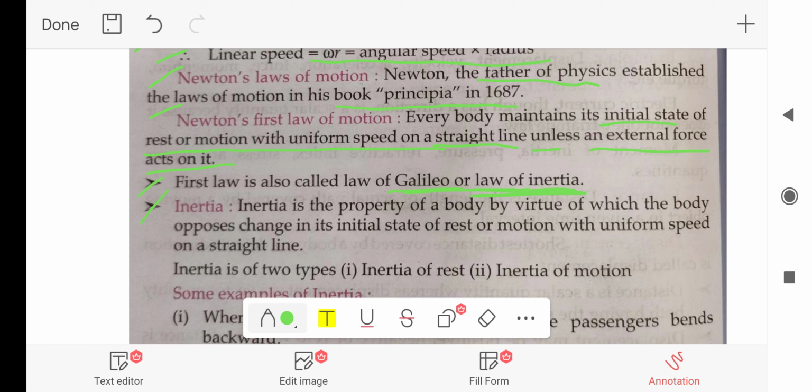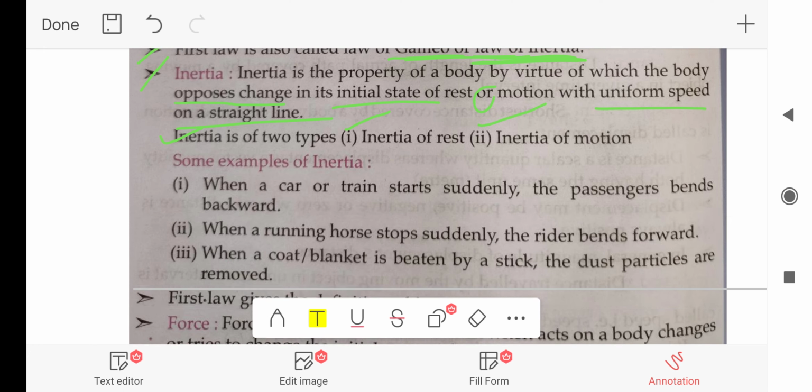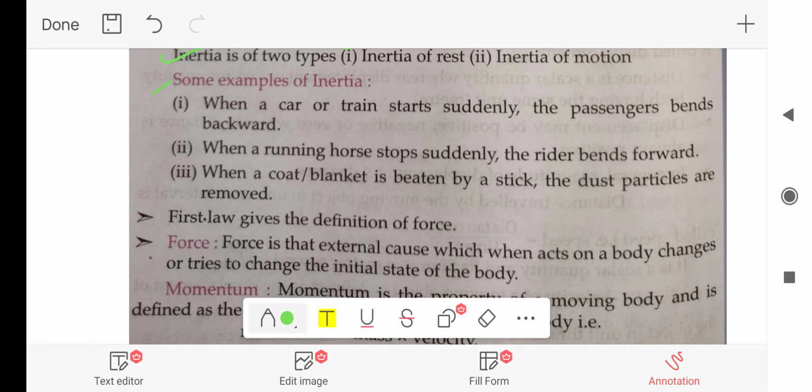Inertia means the property of a body by virtue of which the body opposes changes in its initial state of rest or motion with uniform speed on a straight line. Inertia is of two types, inertia of rest and inertia of motion. Some examples of inertia: when a car or train starts suddenly, the passengers bend backward. This is called inertia of rest.